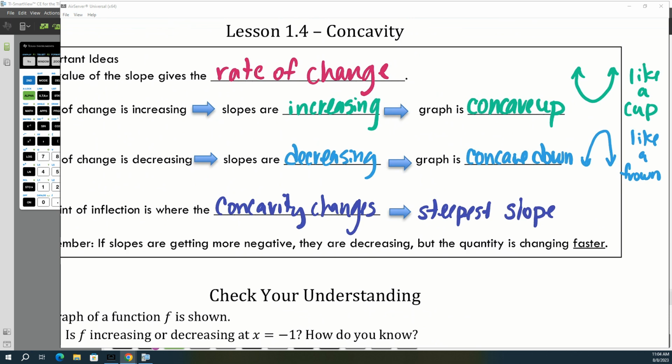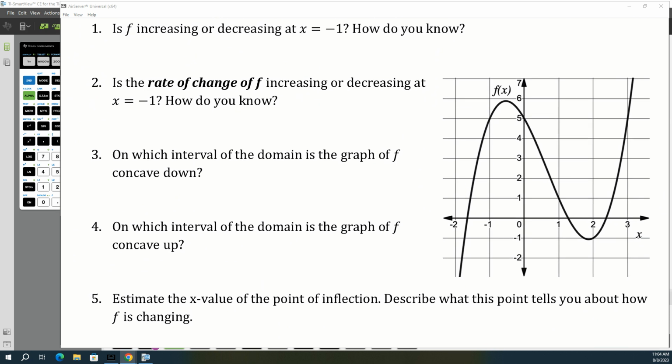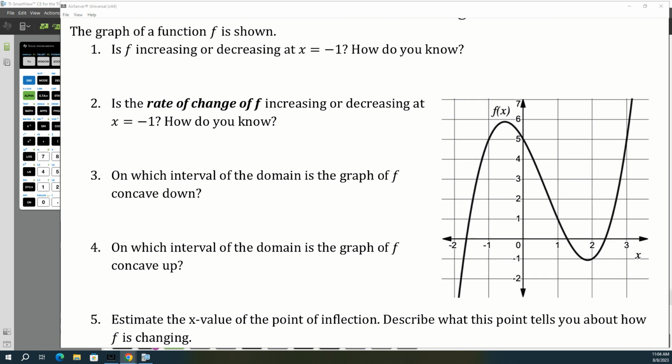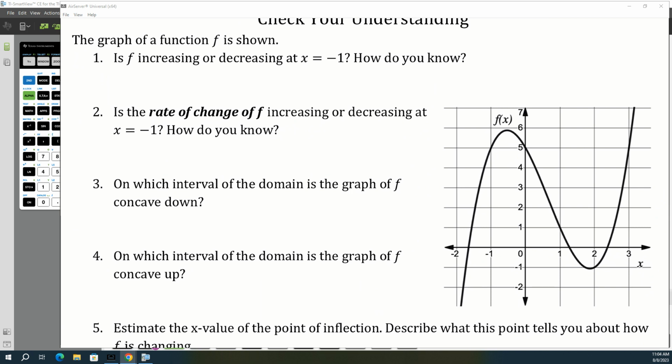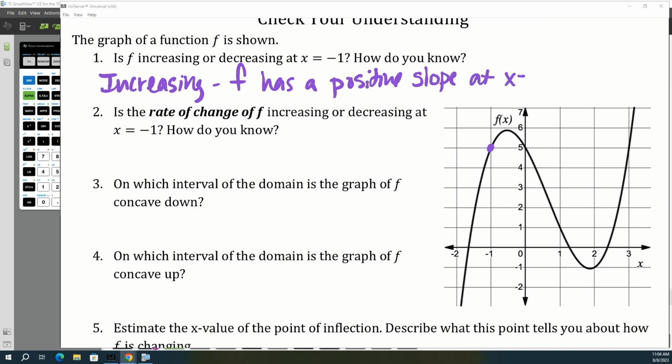All right, so this first example is not a contextual situation. It's just a graph that we're calling f of x. It doesn't mean anything, so we're just going to talk about the parts of it. We're going to start with the point where x is -1. So is the function, just regular old function, increasing or decreasing at -1? This is old math. Increasing, because we have a positive slope. So f has a positive slope at x equals -1.